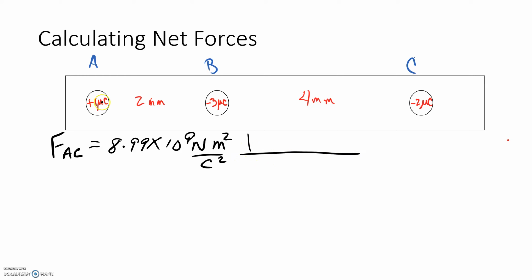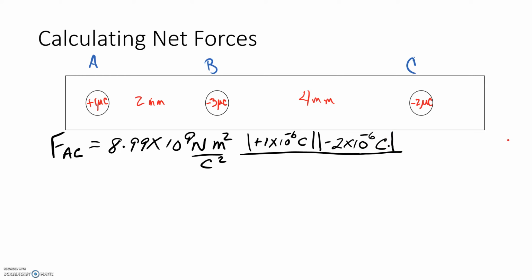Okay, so A has plus 1 times 10 to the minus 6 coulombs. 10 to the minus 6 means micro. And C has negative 2 times 10 to the minus 6 coulombs. Now those signs are going to disappear because I'm doing absolute values.